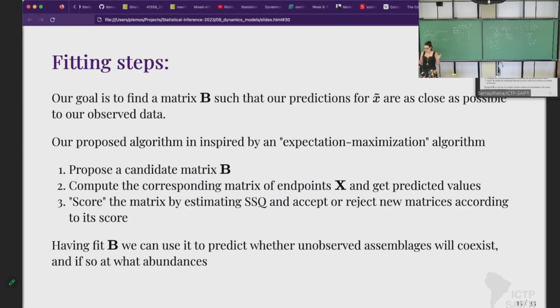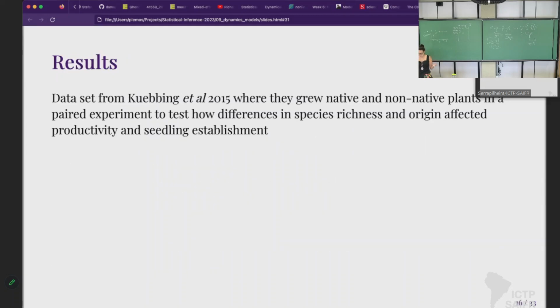Once you do that, you can predict whether unobserved assemblages will coexist or not, and if so, at what abundances. But to do this, you actually need a lot of data. One of the data sets that we have used to fit this using this approach is a data set from researchers who grew different species of native plants and non-native plants in a pair setting. They were interested in testing how differences in species richness and origin, whether it's a native or a non-native species, would affect the productivity and seedling establishment in the next generation.